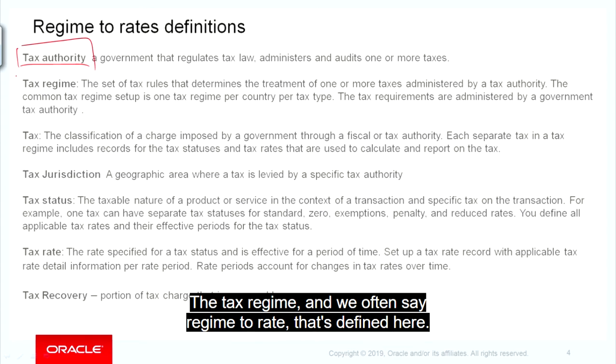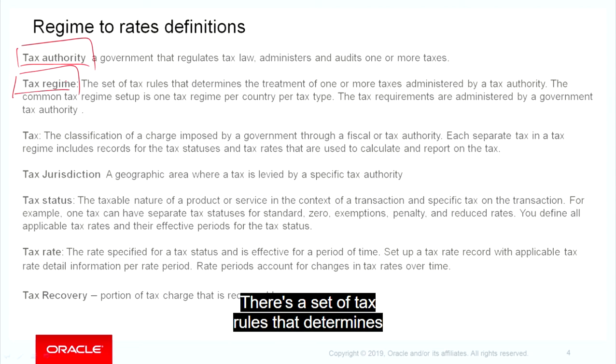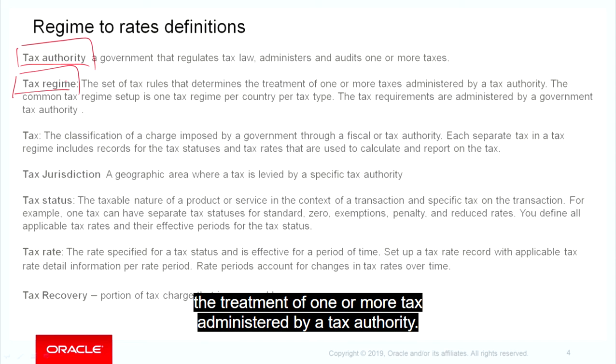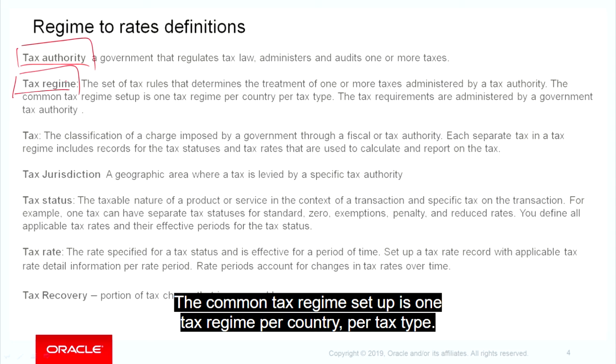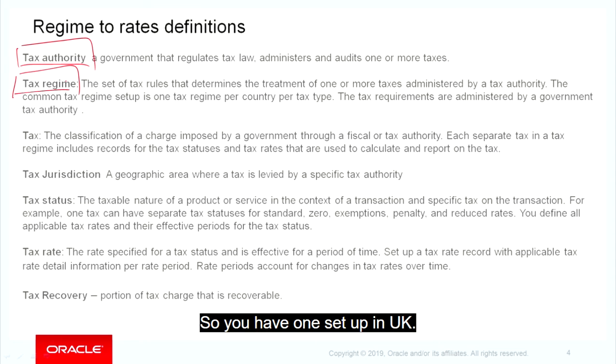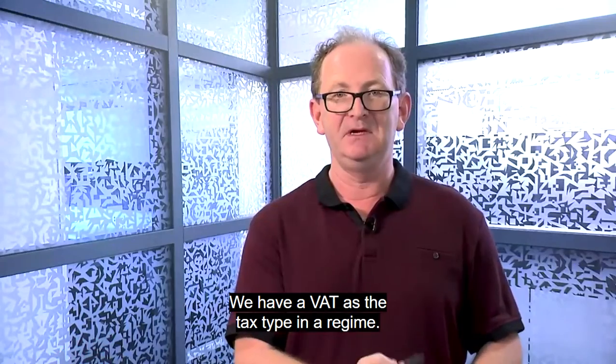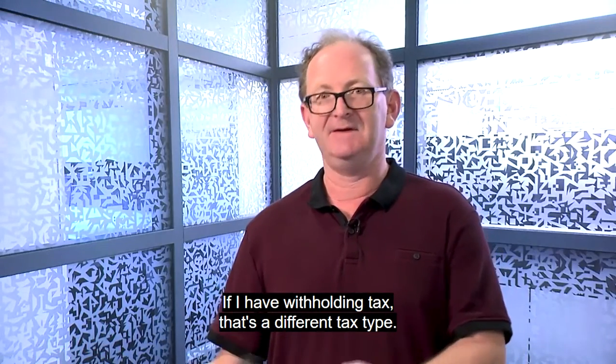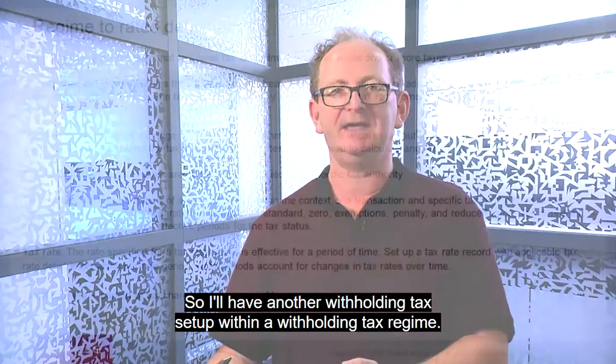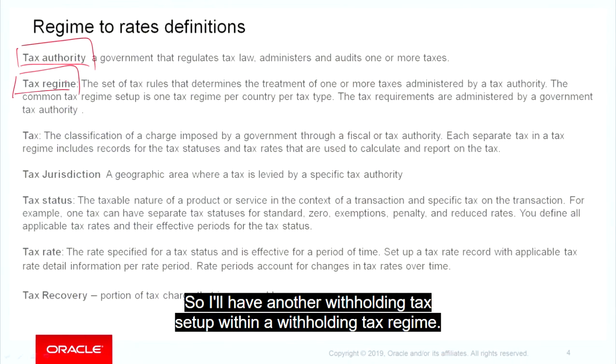The tax regime, and we often say regime to rate, that's defined here as a set of tax rules that determines the treatment of one or more tax administered by a tax authority. The common tax regime setup is one tax regime per country per tax type. So you'll have one setup in Europe or in UK, let's take that. We'll have a VAT as the tax type in a regime. If I have withholding tax, that's a different tax type. So I'd have another withholding tax setup within a withholding tax regime.